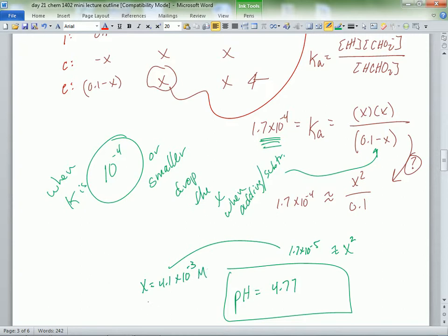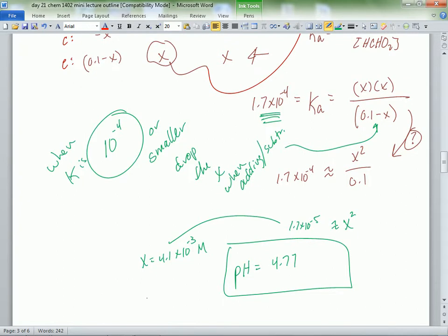Then I've got to take the negative log of it. It's already in the calculator, just push log. 2.38. Ooh, that's a huge difference. But remember, pH is negative log, so you drop the negative sign. Okay. Does that make sense? Yes.